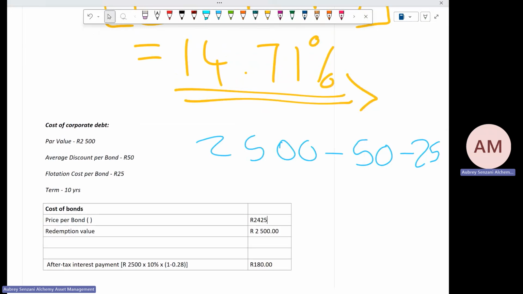I was going to do the calculation that we just did in brackets over here. So if you're writing, you should do the calculation in brackets. All right, cool. Then we know that in 10 years, we're going to pay 2,500, because that's the redemption value, the par value. But then we also have the coupons.